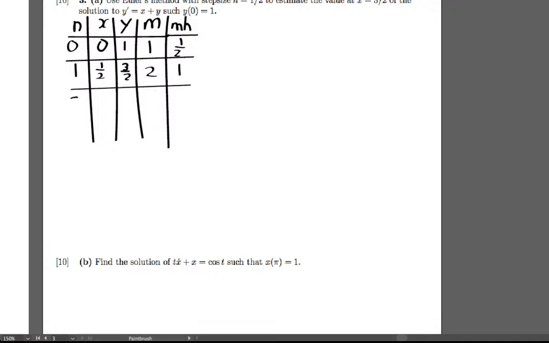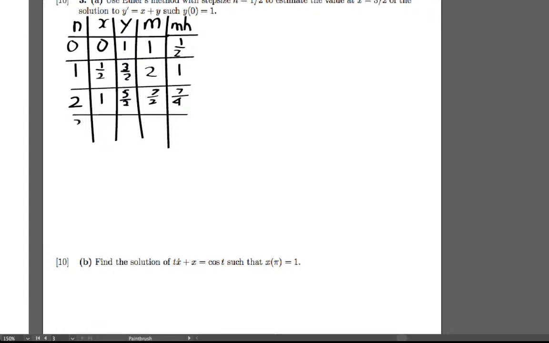Second step. Let's do the same thing here for 1. This one would be 5 over 2. That's 3/2 plus 1. And then the m would be 1 plus 5/2. That would be 7 over 2, or 3/2. Therefore, the mh there would be 1 3/4.